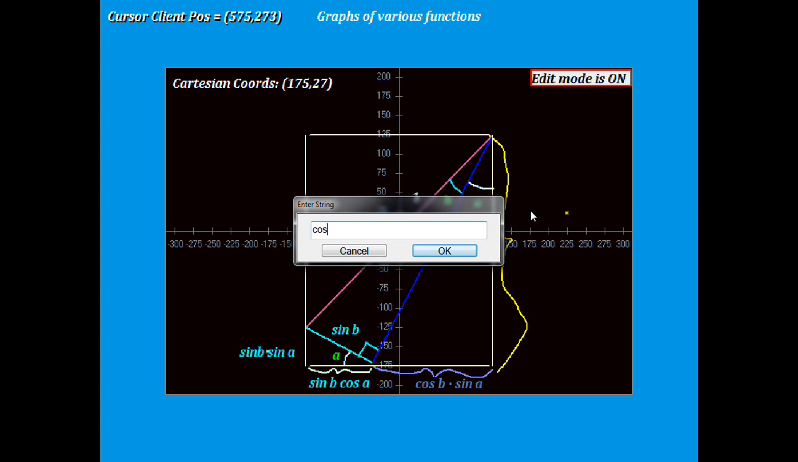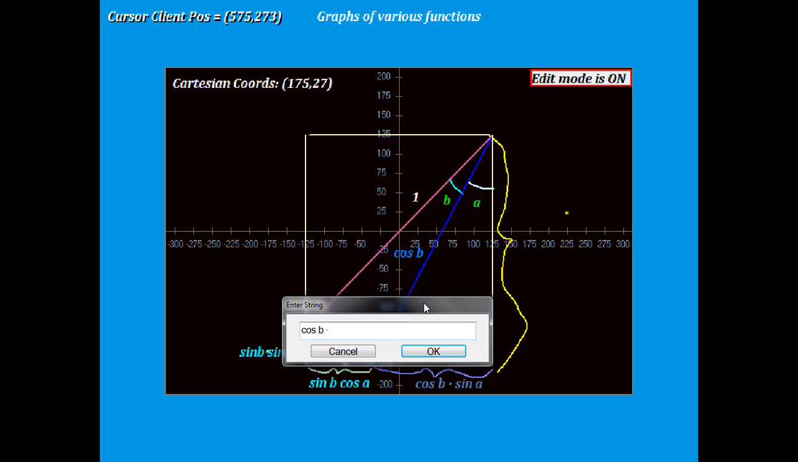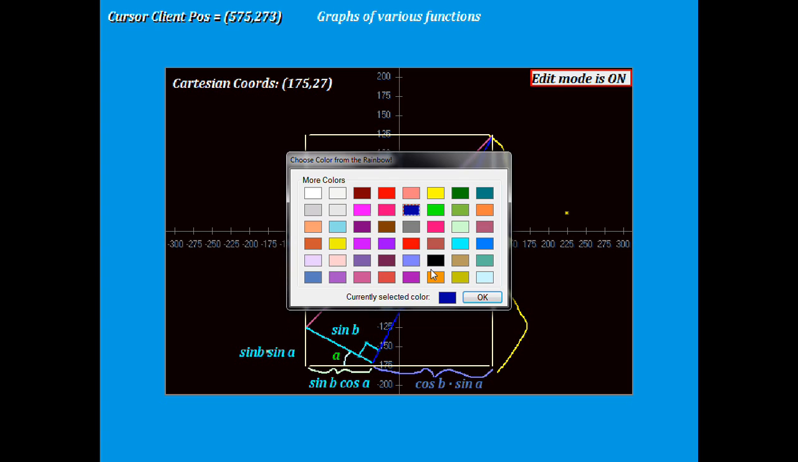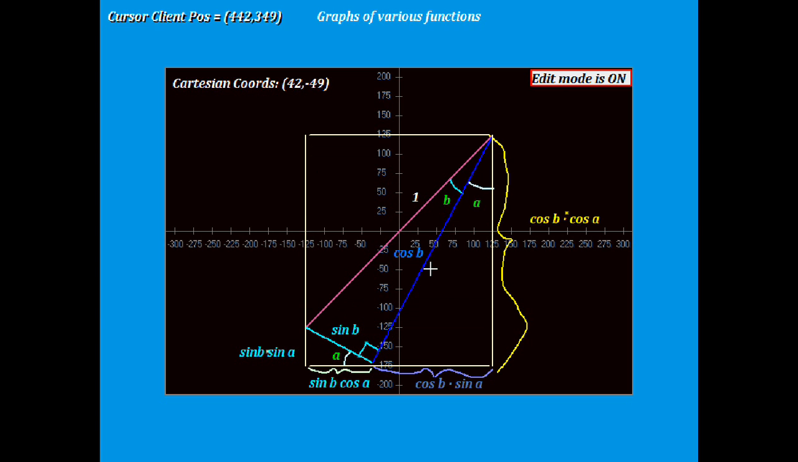Cos B. Sorry, hang on, I have to pause. Sorry if the noise is too annoying, but what we got here? Cos B times cos A. Those mosquitoes can't fly in the wind. It's saving my life right now. Oh yeah.